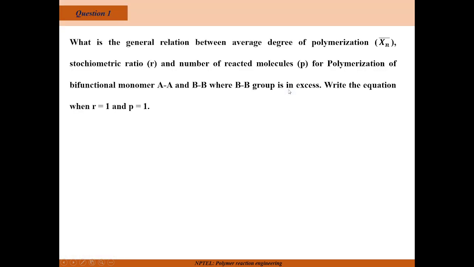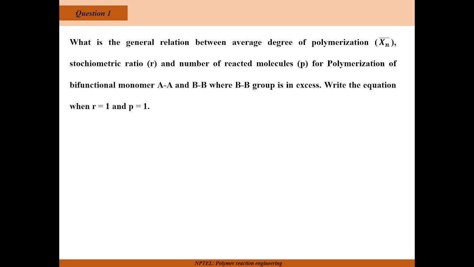So the first question is, what is the general relationship between the average degree of polymerization, which is denoted as Xn bar, the stoichiometric ratio, or we'll say stoichiometric imbalance also, and the number of reacted molecules P, or we can also call it the extent of reaction, for a polymerization of bifunctional molecules AA and BB, where the BB group is in excess.